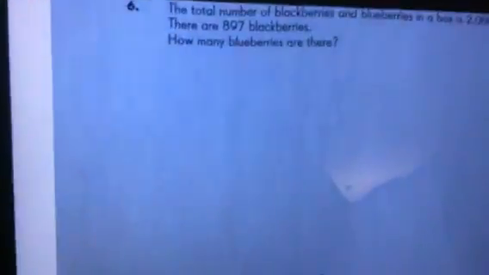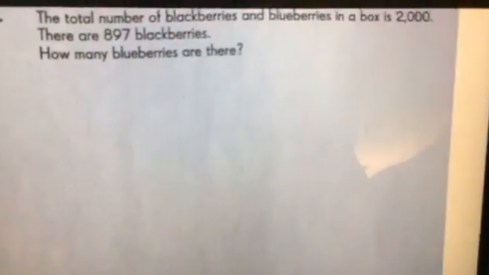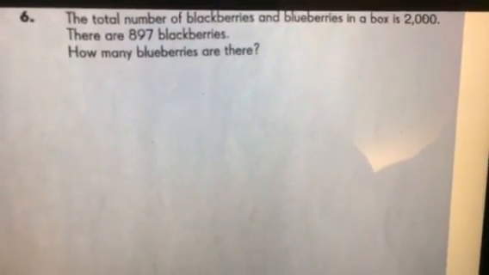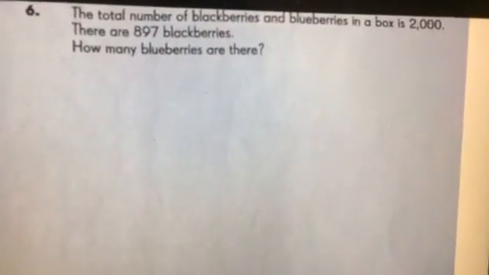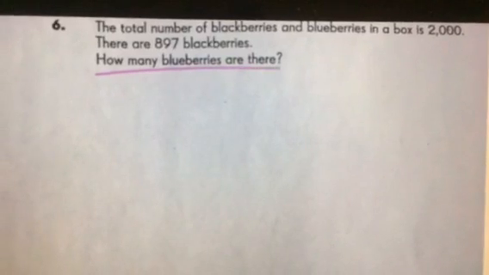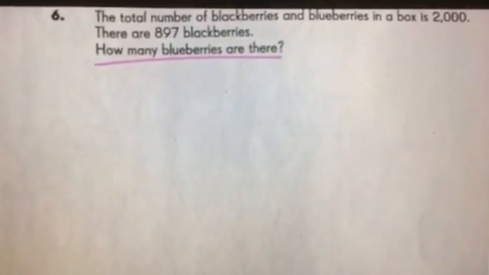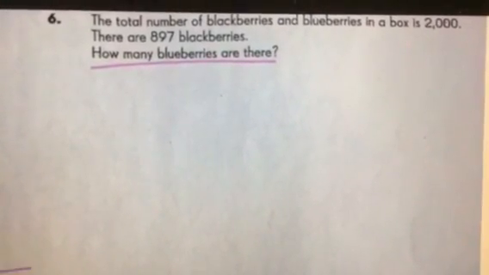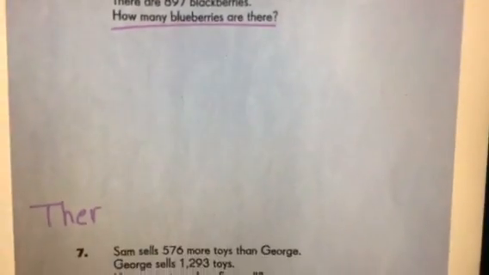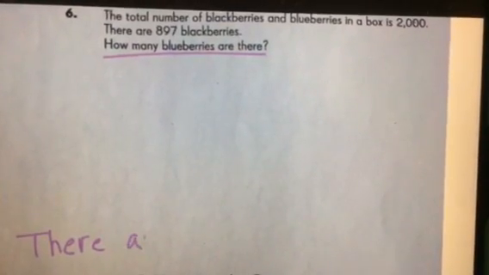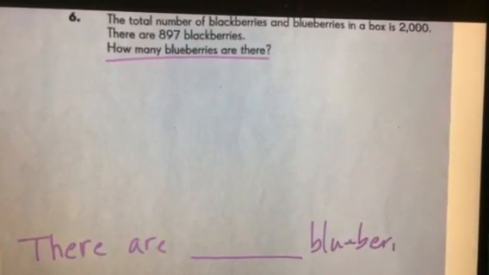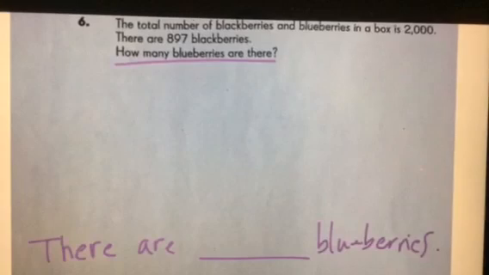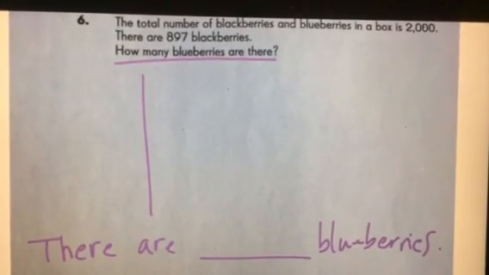Read the problem. The total number of blackberries and blueberries in a box is 2,000. There are 897 blackberries. How many blueberries are there? Step number 2, write the answer statement using the question and the problem. If it says how many blueberries are there, then your answer statement should be there are blank blueberries. Step number 3, draw the starting line.